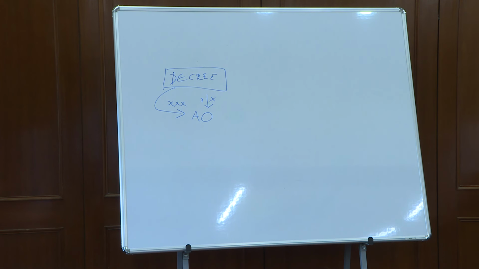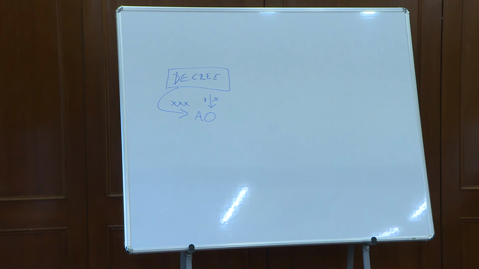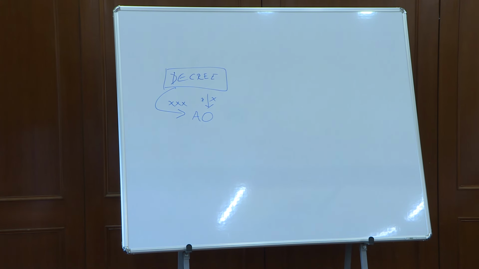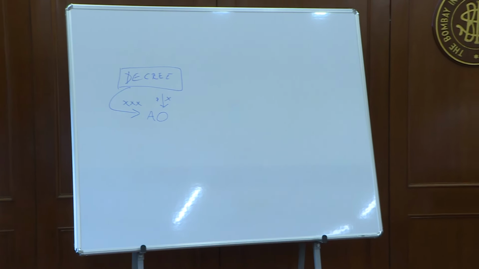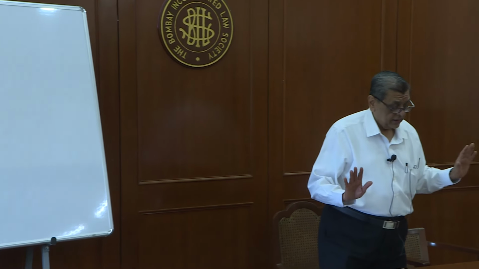Judgment means the statement given by the judge on the grounds of a decree or order. What does this mean? It says decree or order. We've seen decree. Now judgment logically says grounds given by the judge for a decree or order.